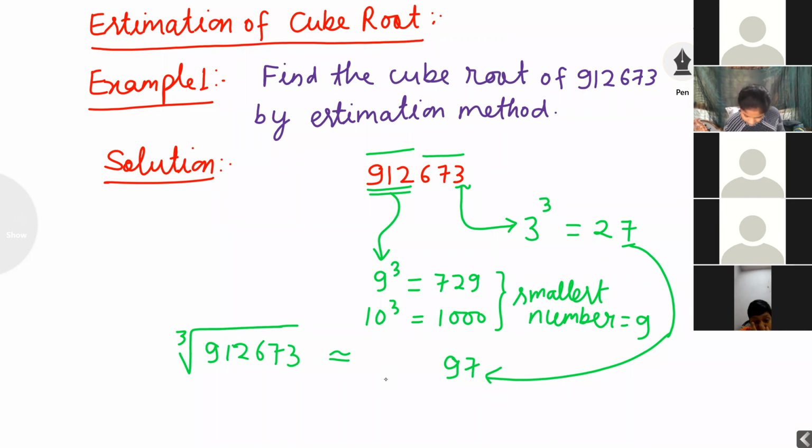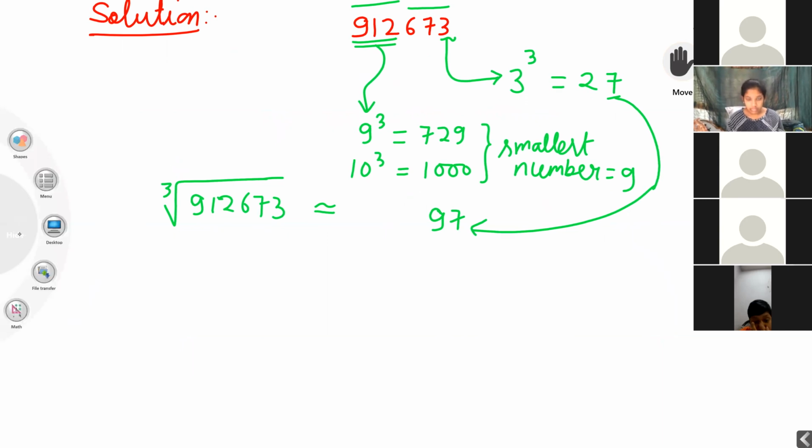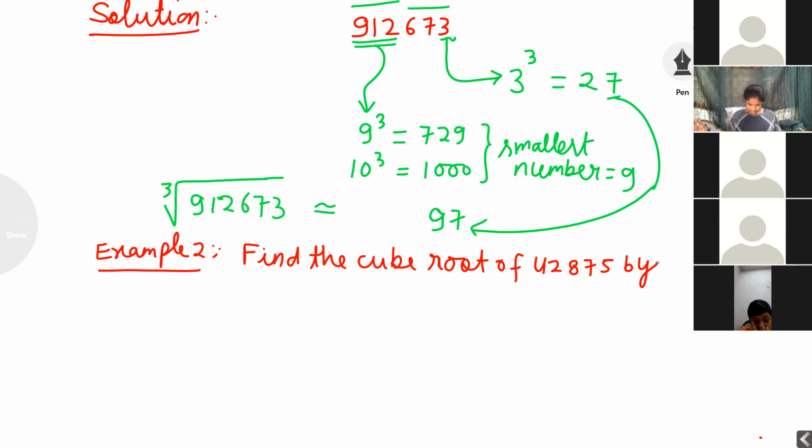Example 2, find the cube root of 42,875 by the approximation method, estimation method.